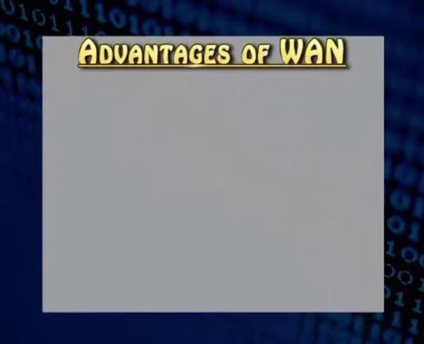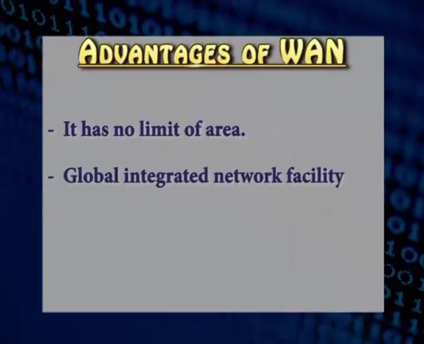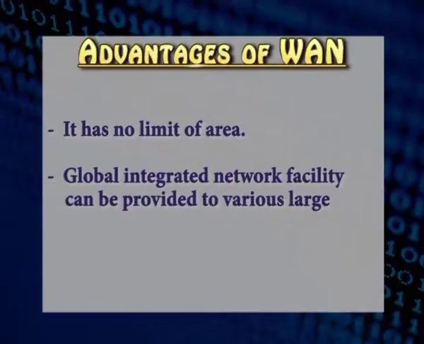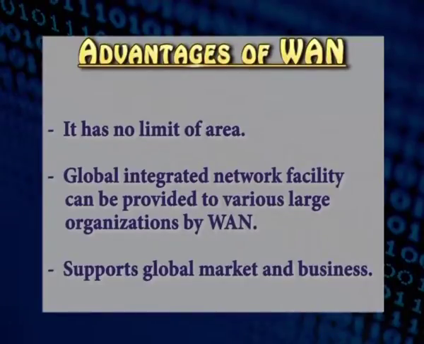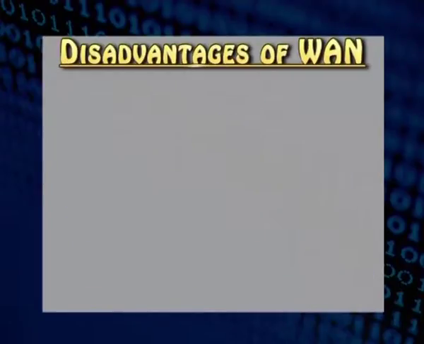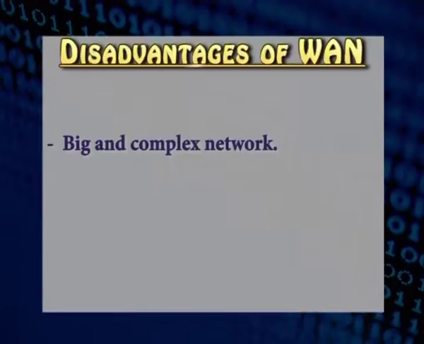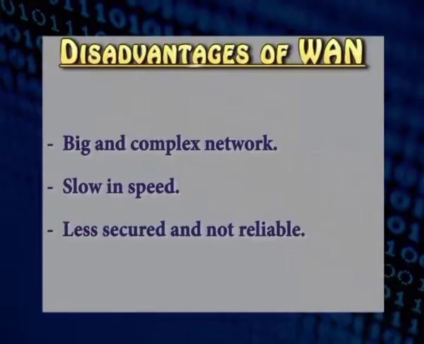Advantages of WAN: it has no limit of area. A global integrated network facility can be provided to various large organizations by WAN. It supports global markets and businesses. Disadvantages of WAN: it is a big and complex network, slow in speed, less secured and not reliable.